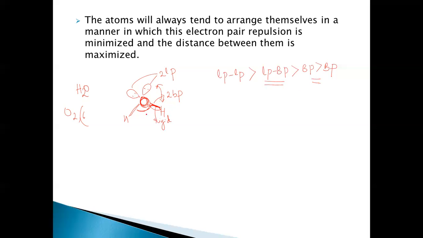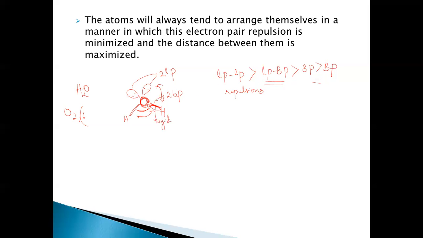When we come to these two bonds here, the repulsion between these two electrons is a little less when compared to the lone pair bond pair repulsions. So this is the logic behind why lone pair repulsions are more than lone pair bond pair repulsions, which are more than bond pair repulsions. If you understand this little logic here, we can proceed a little further.